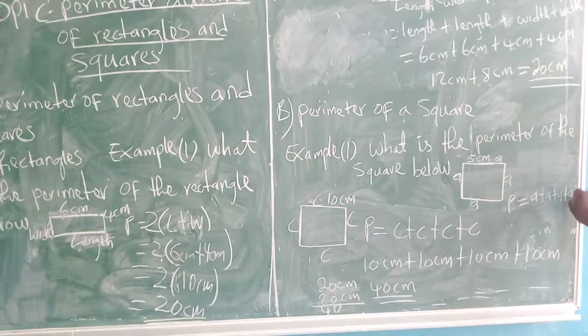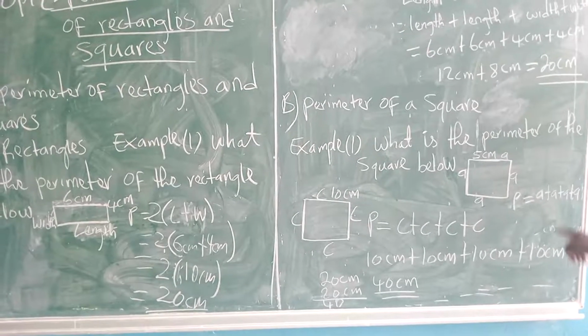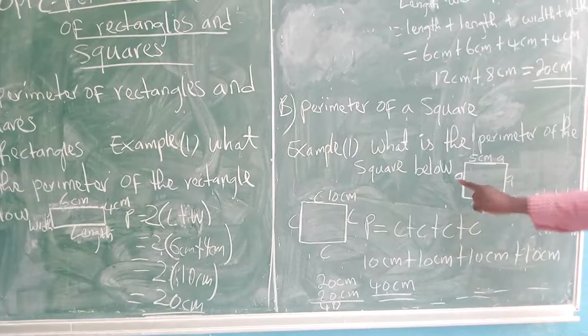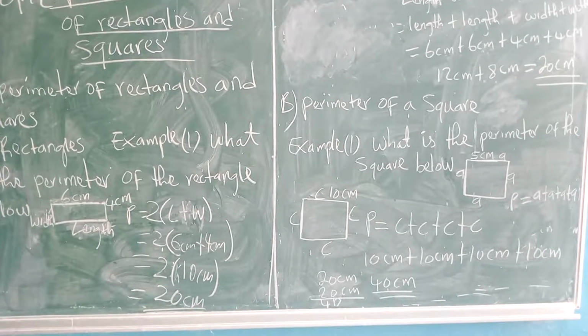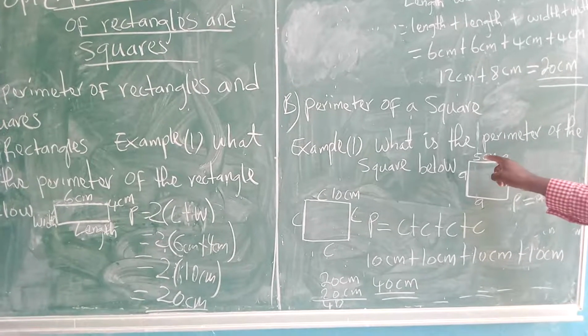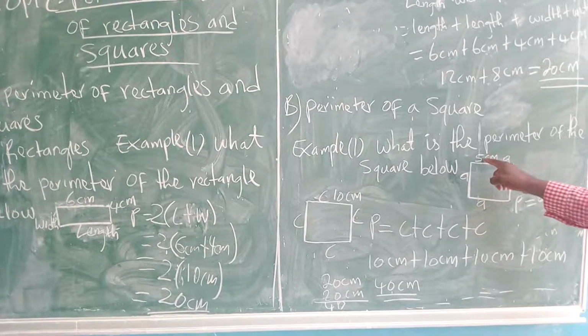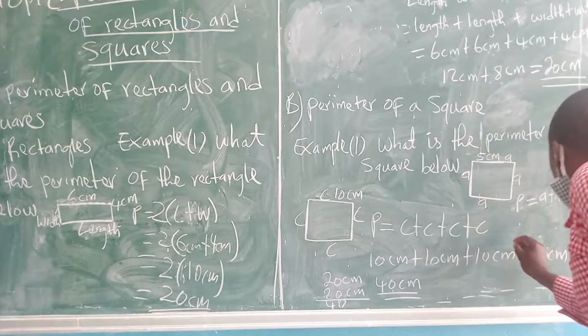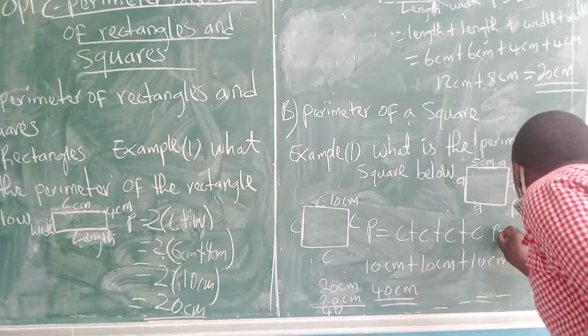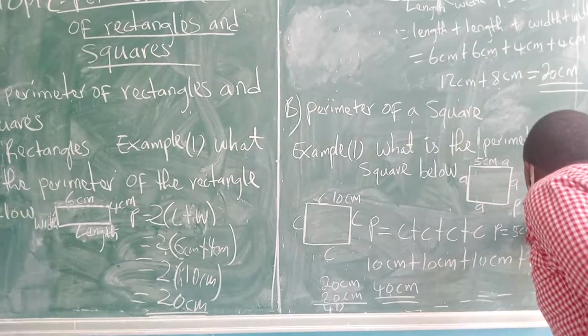In this second example, we have been given a square, and the sides of the square have been labeled C. We must not have A all the time. Any letter can be used to represent a side. So one side is 10 centimeters, and we have 4 sides.